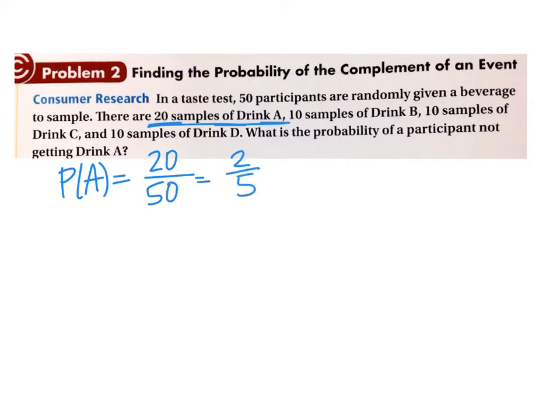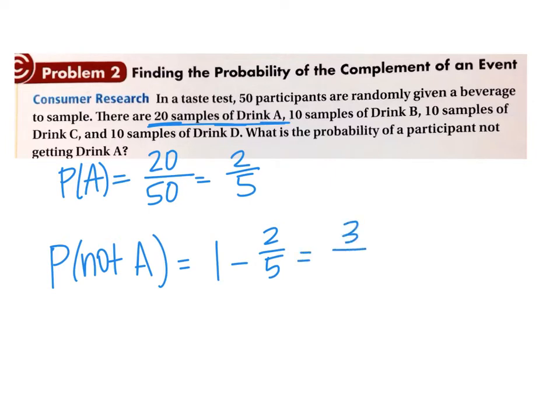And then the probability of not getting A is going to be 1 minus the probability of getting it. So to find the complement, you subtract the probability of getting it from 1. And then that's your complement. So this is actually going to be 3/5.